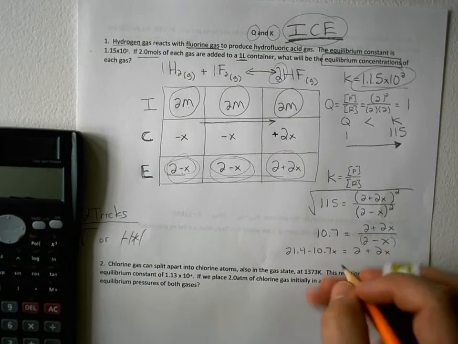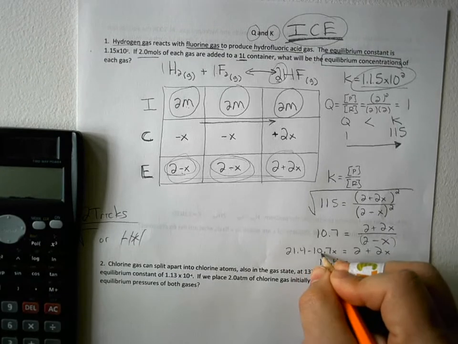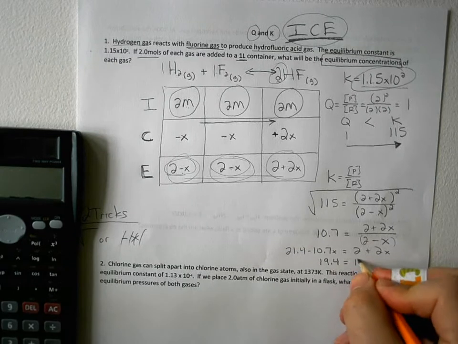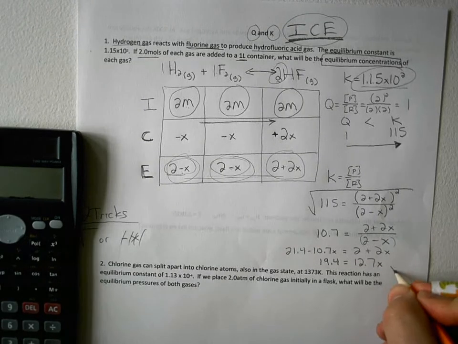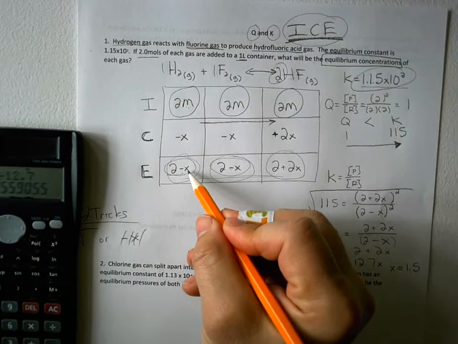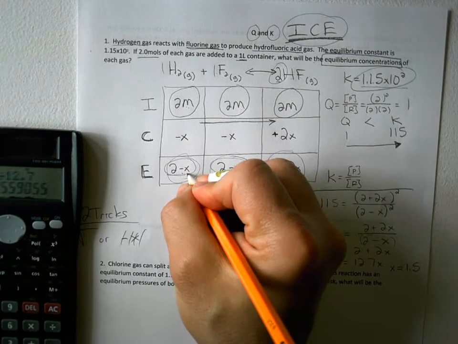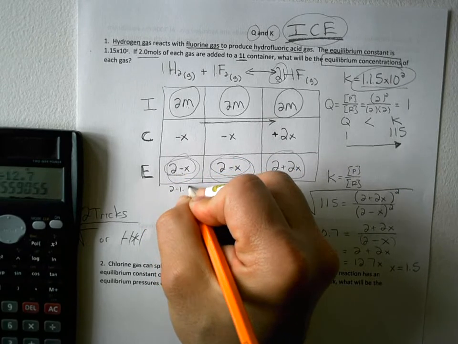Now let's get these like terms together. I'm gonna subtract 2 from both sides to get 19.4. And I'm going to add 10.7x to both sides to get 12.7x. Okay, we're almost there. Now, x, you take 19.4 divided by 12.7, and we get 1.5-ish. So this means 1.5 is going to be plugged into these values for x here. So what's 2 minus 1.5?